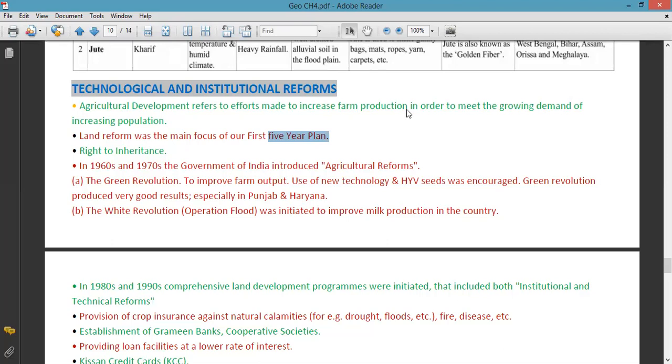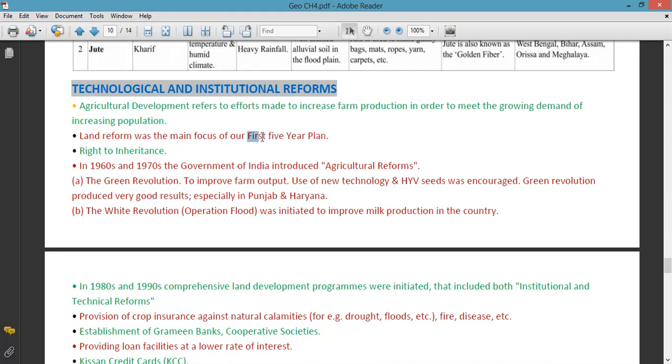Yes, from 1950 it started. So exactly from 1951, the first 5-year plan starts. Keep it in mind, these are all GK. The first 5-year plan starts from 1951. But the concept, I mean the 5-year plan, came into existence from 1950.